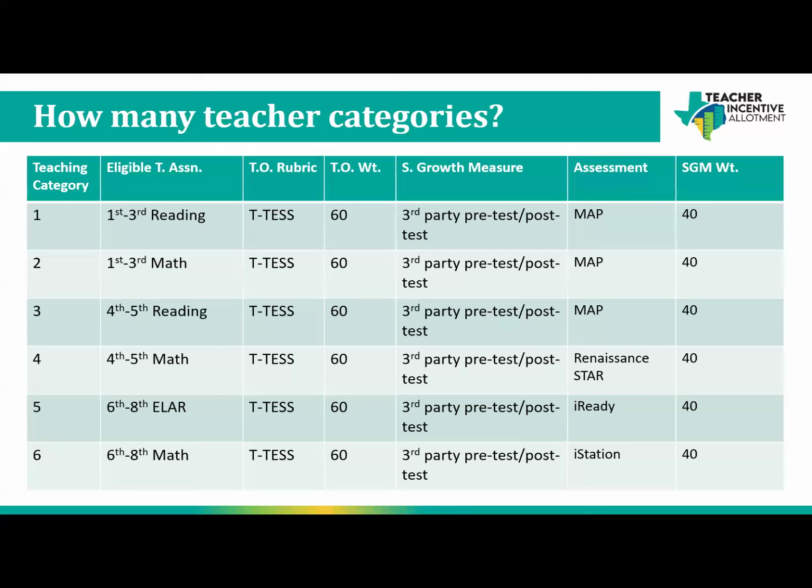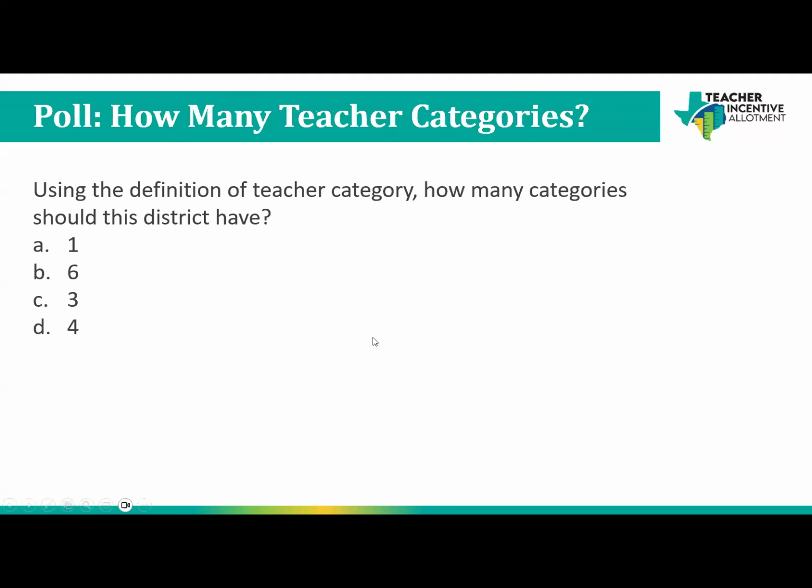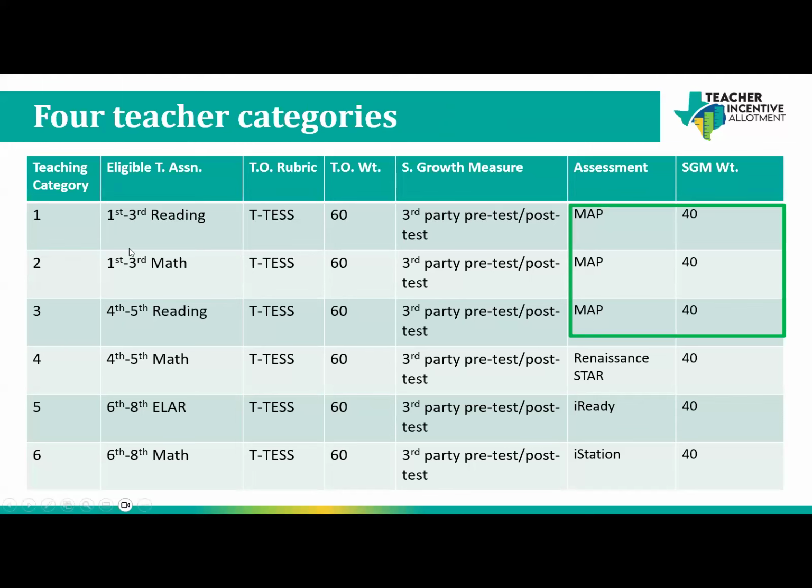All right, the vast majority of you said 4 is the correct answer, and that is correct. There should be 4, and this is why. The first 3 can be combined together because they're all using t-test at 60 and they're all using MAP at 40. Notice this next one, they're using a different assessment. They cannot be combined. That has to be a separate one because it's using a separate test. Same with this one, they're using iReady, different test, different category, and finally this one, different test, different category. So the lesson here is combine things that are combinable and don't combine things that can't be combined. Basically, in a nutshell, that's what we have here.